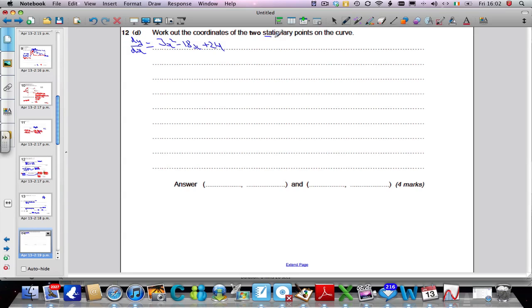Now the stationary points are points where the curve is not going up or down. So you have a curve something like that, and your stationary points are always found here and here. It's where the gradient of the tangent to the curve is absolutely 0. When we find dy/dx, that's the gradient function. If I let that equal 0, that will tell me where it happens. So I'm going to let dy/dx be equal to 0. That gives us 3x squared minus 18x plus 24 equals 0.